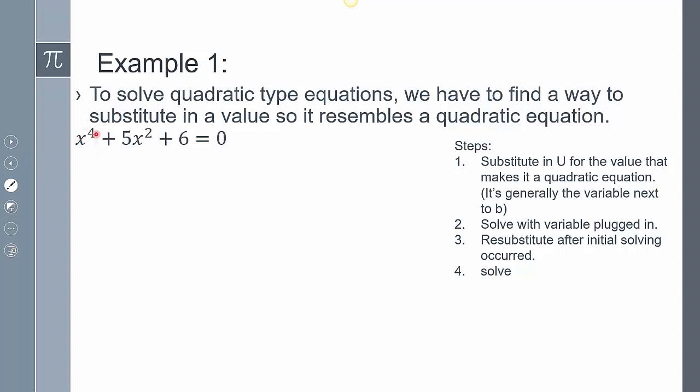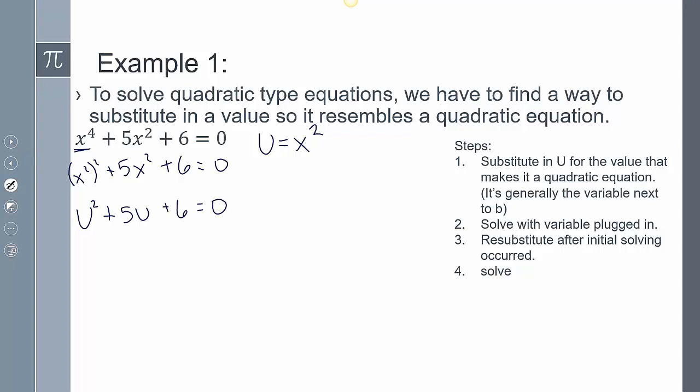notice it says x to the fourth plus 5x squared plus 6 equals 0. Well, that's not a quadratic equation because this right here, that's x to the fourth power. That can't be quadratic. But what if I substitute a variable? What if I say, let u be x squared? Well, this x to the fourth is the same as x squared squared. And so if I said u is x squared, well, if I substitute u, I get u squared plus 5u plus 6 equals 0. That's a quadratic equation.